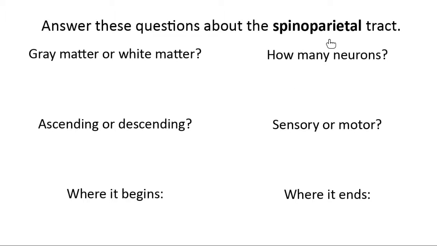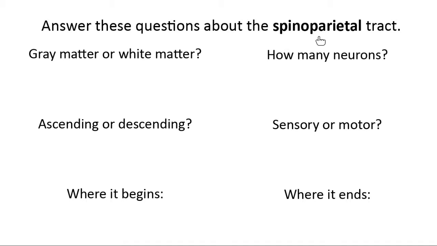Next, I told you that I made up a completely bogus tract in the spinal cord. So this is not real. If you do a Google search, it does not exist. But I'm asking you to make some predictions about it based on its name, because one of the big things we're doing with tracts is predicting things based on their names. So let's go through and see if we can answer these prediction questions based on the name of this tract.